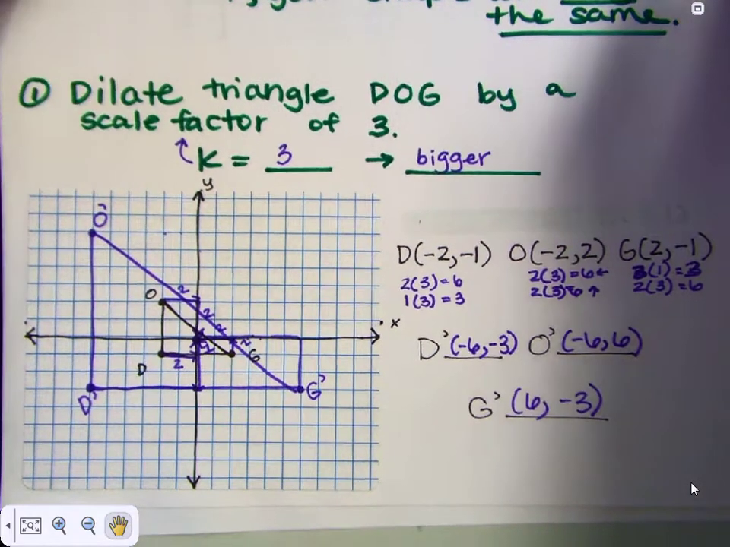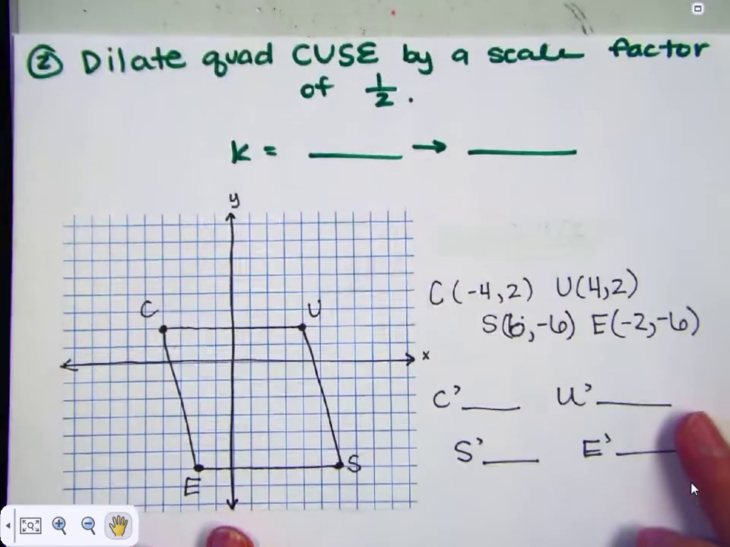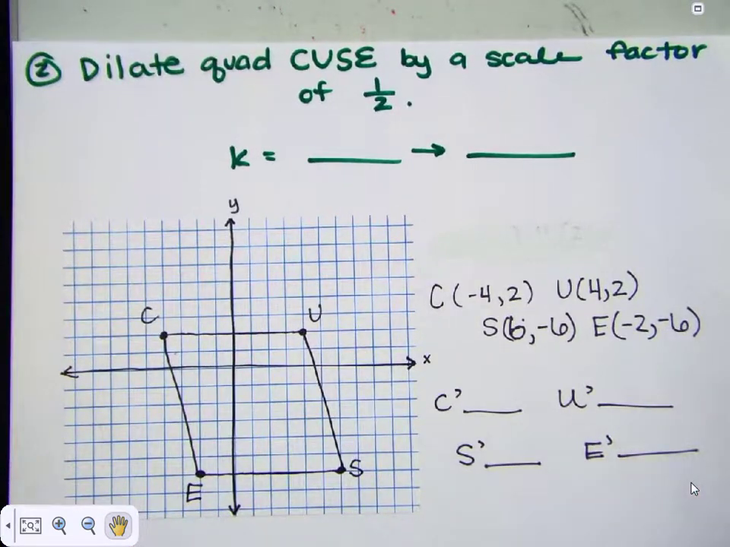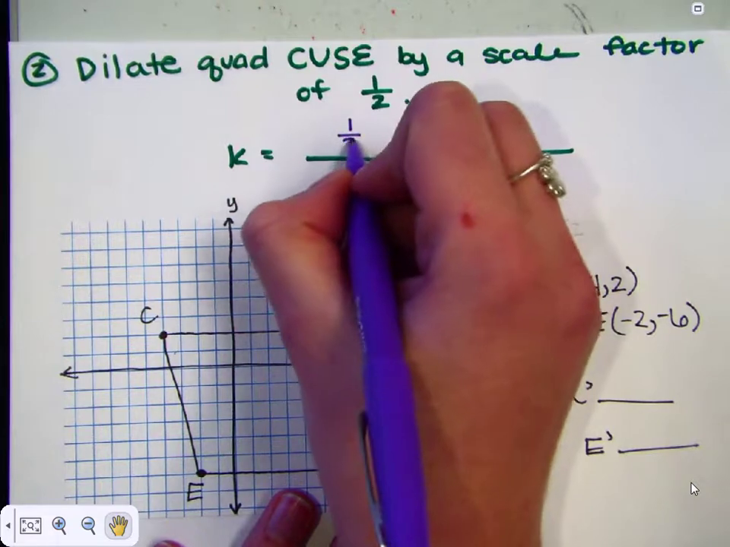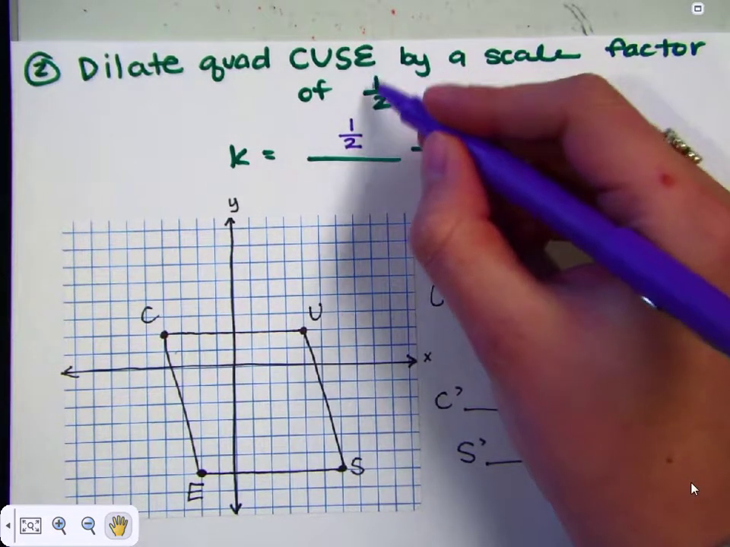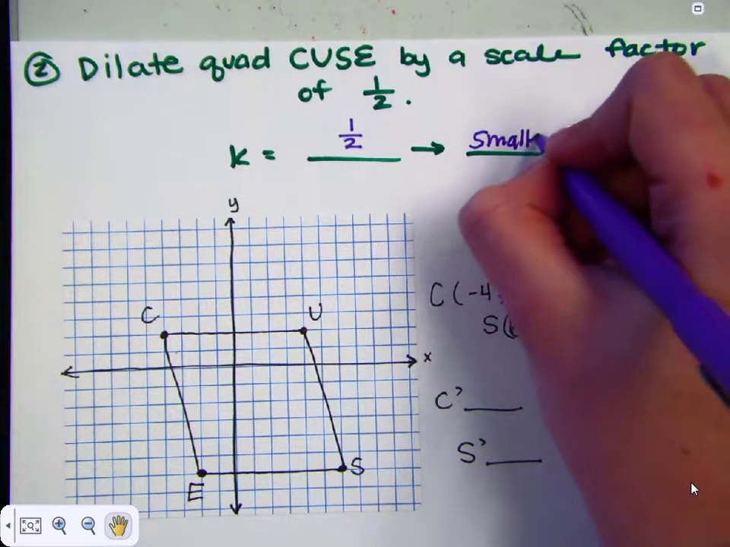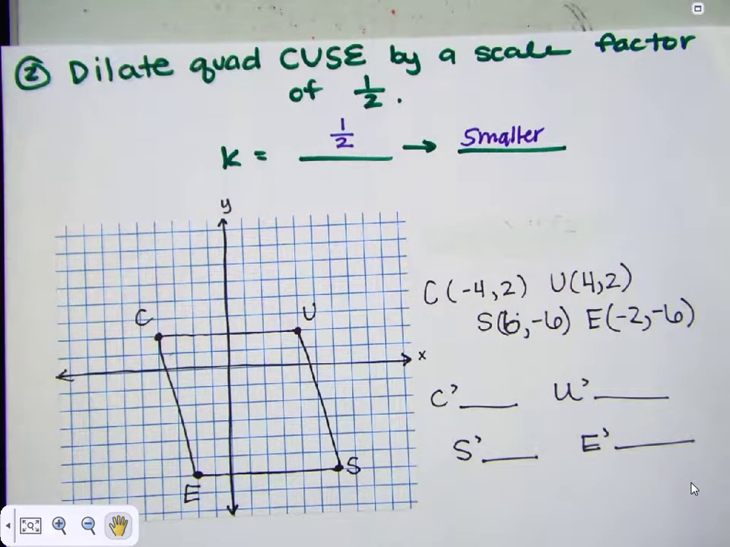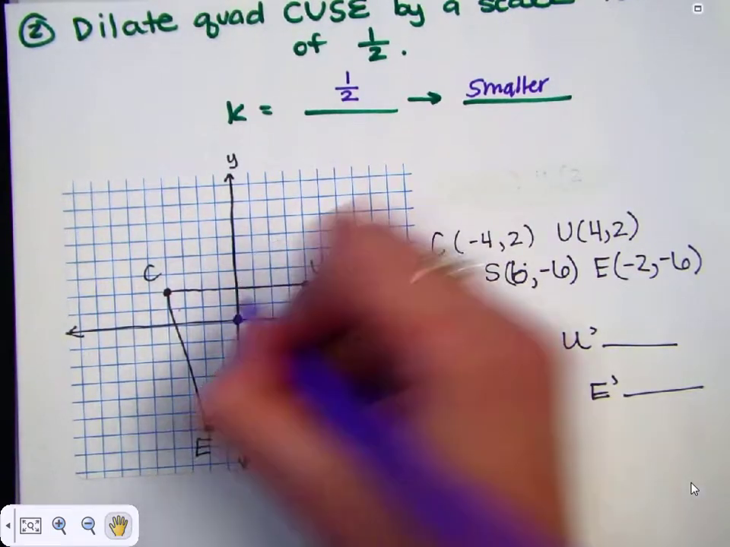So if I move on to my next shape, I'm dilating quadrilateral QUSE by a scale factor of 1/2. So my k value is 1/2, and because this number is less than 1, I'm getting smaller. So my shape should get smaller as I do this. My center of dilation is always the origin.